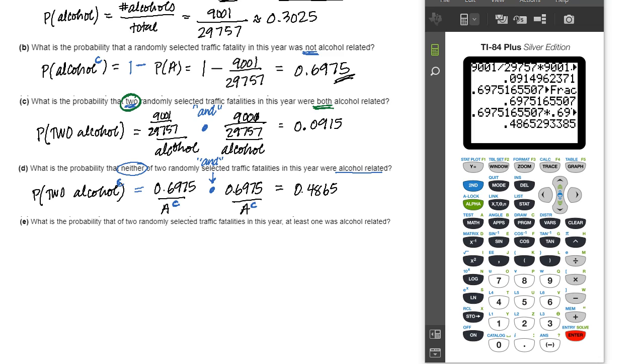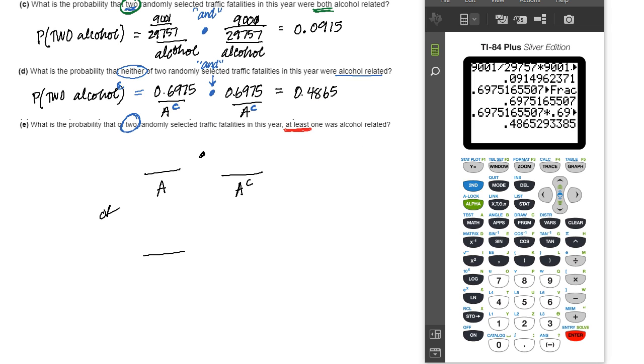Lastly is an "at least," and those ones can be so simple and also so complicated. At least one was alcohol related. So again, we still have two events, but at least one of them is alcohol related. So remember, one fatality and another, and means multiply. Now the outcomes here would be that we'd have at least one of them alcohol related. So maybe the first one's alcohol related and the second one is not. Or maybe we have the situation where the first fatality is not alcohol related and the second one is. So we have these two ways that we could get what we want to have happen. Two of them are selected, and at least one of them was alcohol related. So we could have alcohol times not, or not times alcohol, and then we would have to add them together because OR is the addition rule.